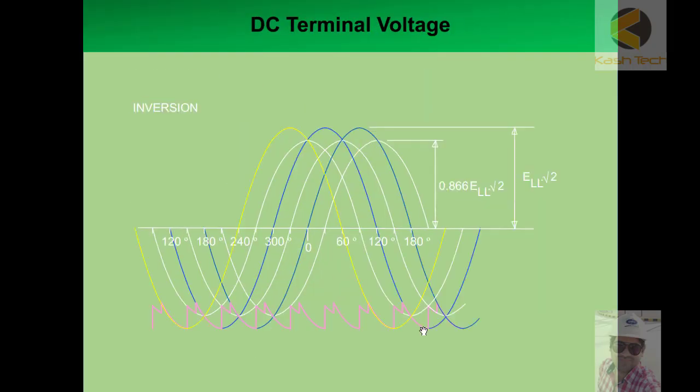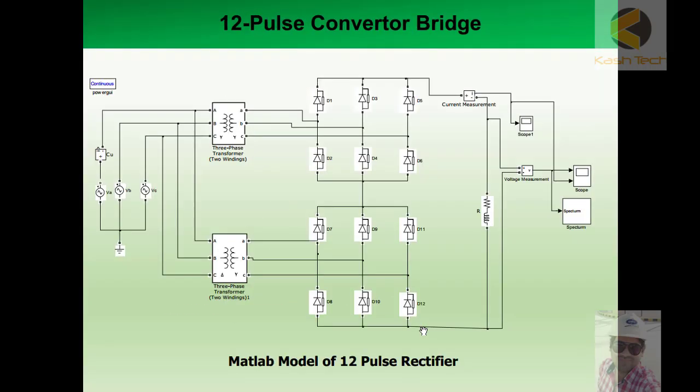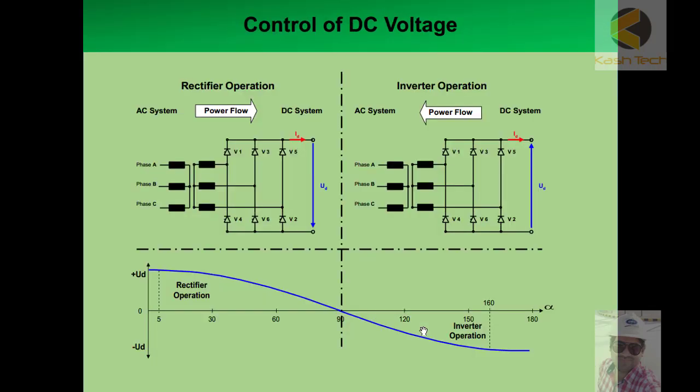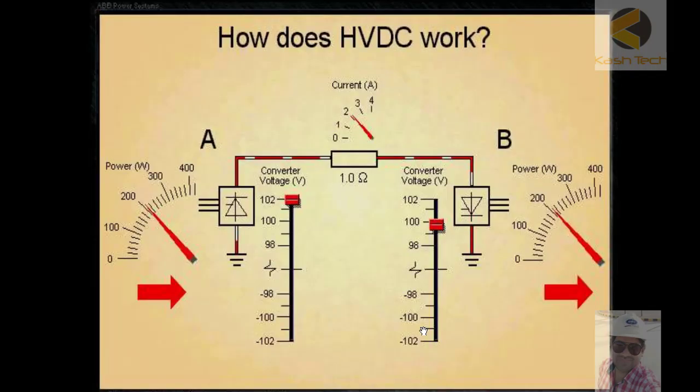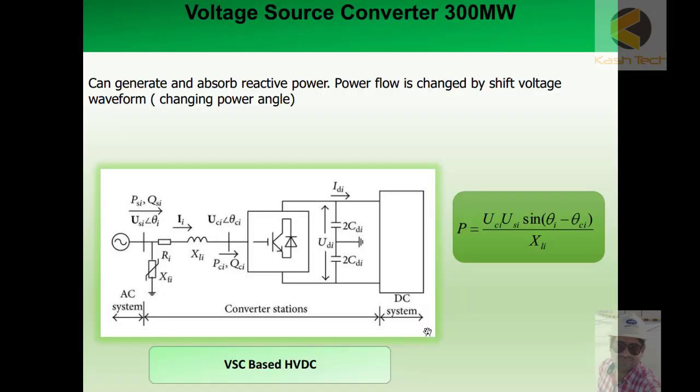But with the passage of time, the technology developed, and for the first time ABB introduced a new type of converters, which are called voltage source converters. These converters are basically light in weight, and you can see the converter station and the symbolic diagram of voltage source converters, which are called VSC converters.